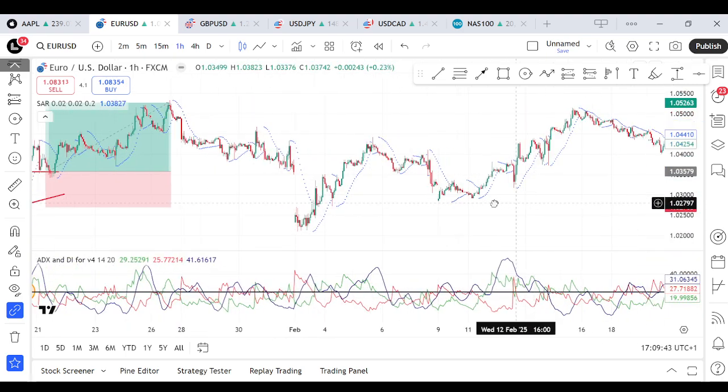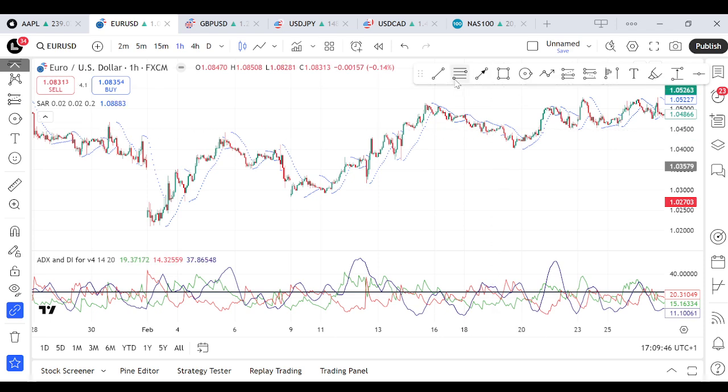We could look for another buy trade setup. We have another bullish trend here.